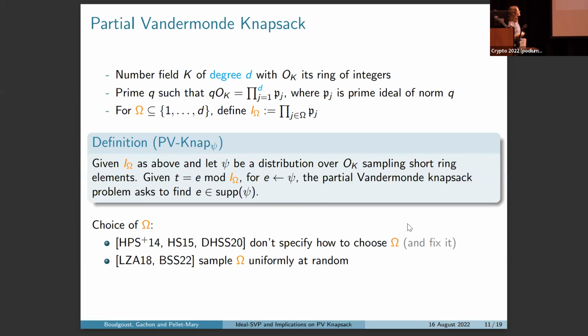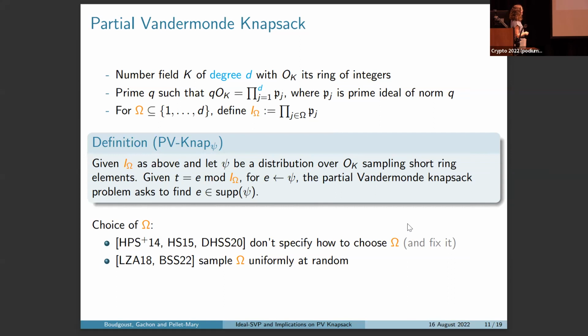And now we look at some prime integer Q such that we know that the ideal generated by this number completely splits in prime ideals of norm Q. So we have D prime ideals. And now what we do is we select a subset omega of those D prime ideals and just look at the product of those prime ideals.